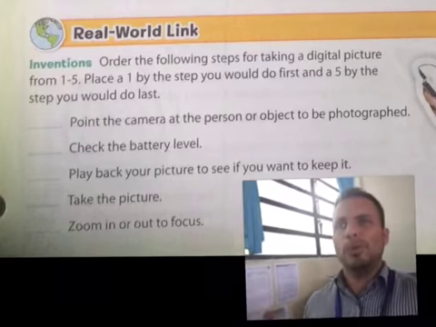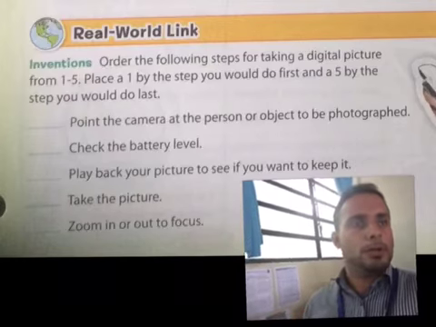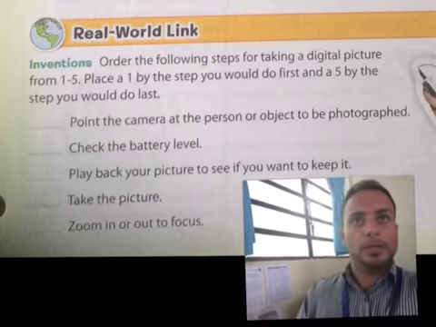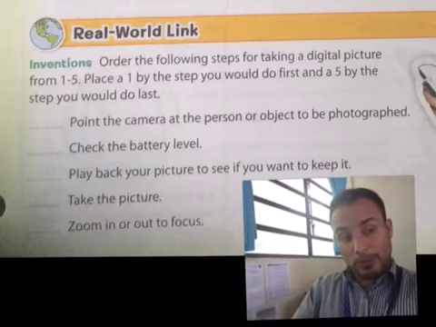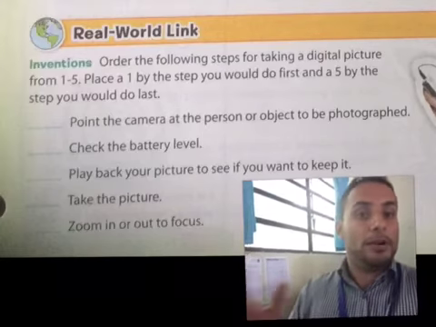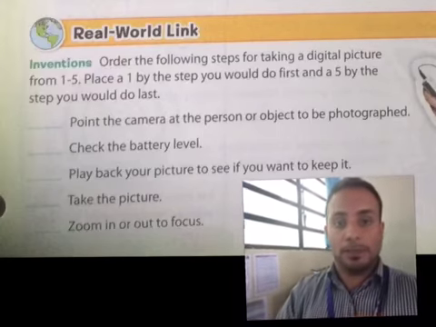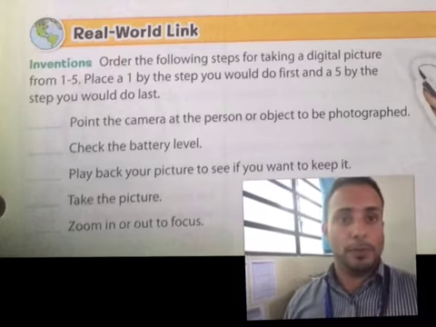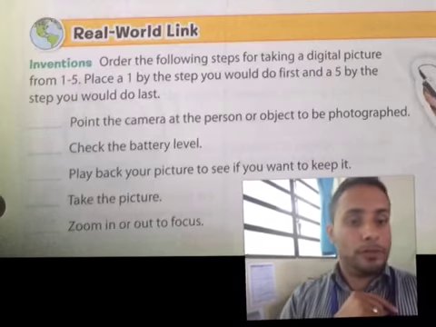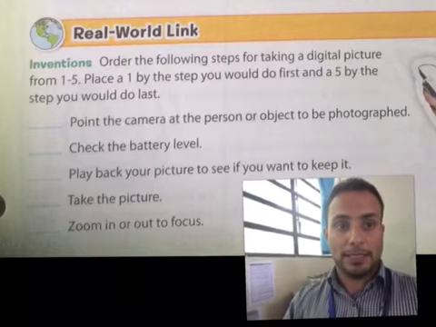So real world link, we do things in the world in order. Like when we brush our teeth, we open the cap, we put the paste on the toothbrush. Sometimes we wet the toothbrush first, or we wet our mouth first, whatever. There's an order that we all do because it works best for us. Well, here's an example of a person taking a picture, a 5-step process. Number 1 should be the first thing that you do. Number 5 should be the last thing that you do.